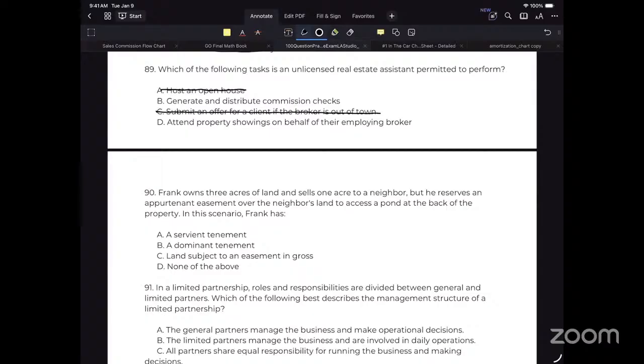And then D, attending property showings on behalf of their employing broker. On behalf of your employing broker, no. I would assume we're talking about sales here, so I'm thinking the answer is probably going to be B. Although I would say maybe D if we're talking about property management, if you're a broker with employees running an apartment, maybe, but that is not strong enough for me. I'm definitely going with B, and let's see if my answer is correct.